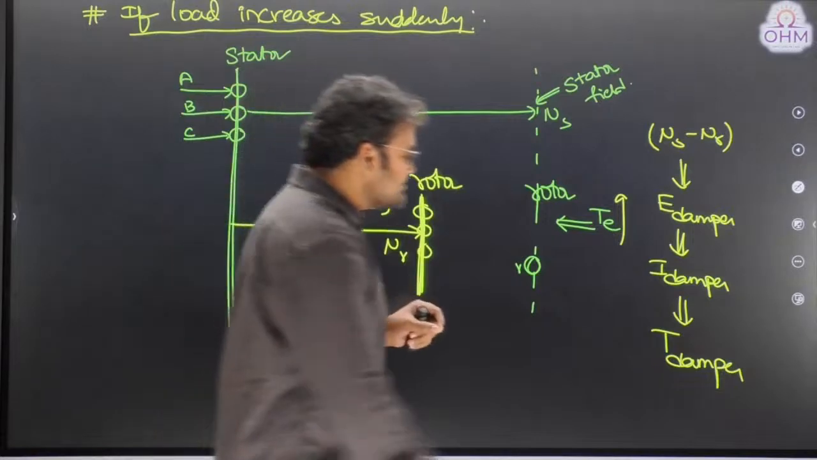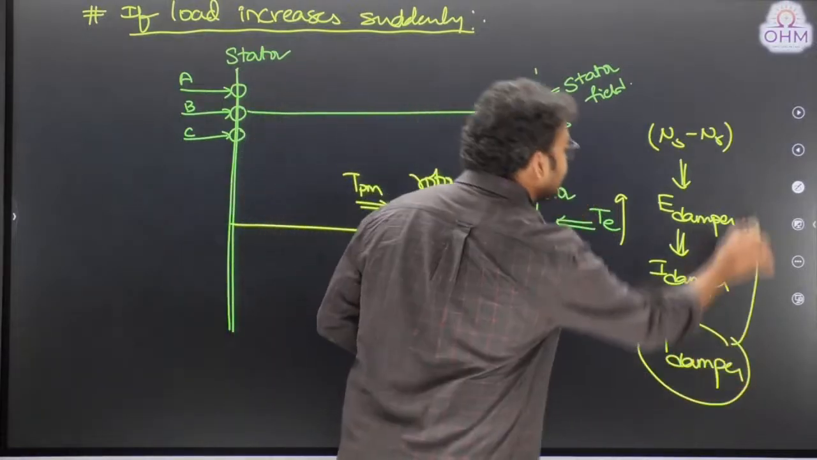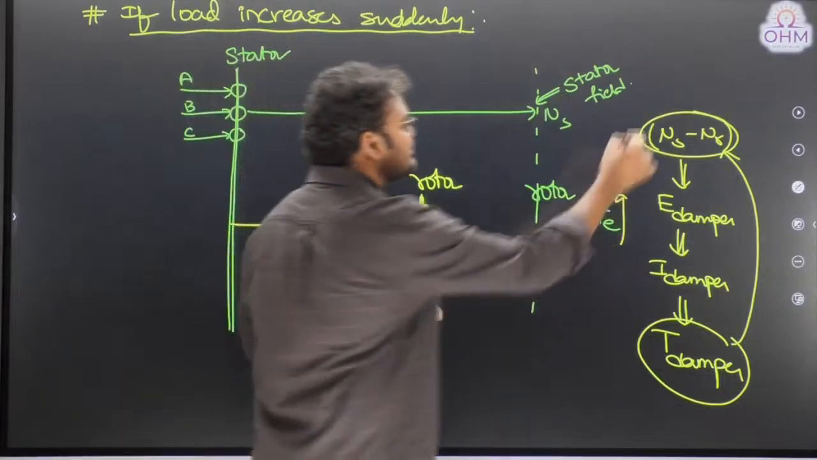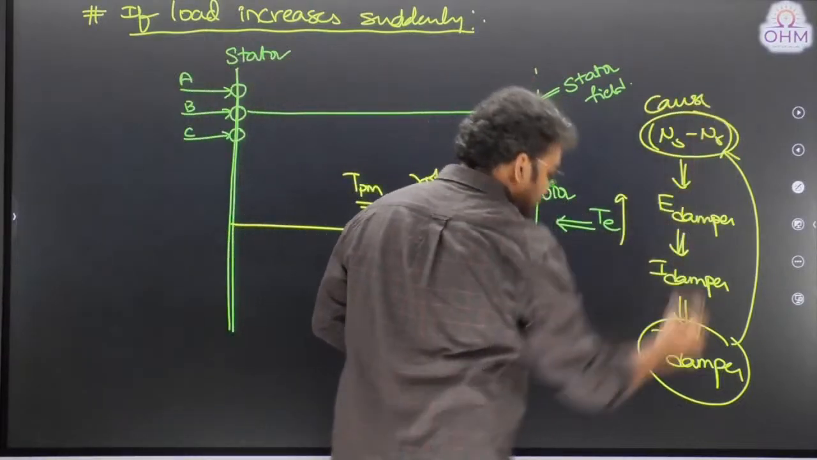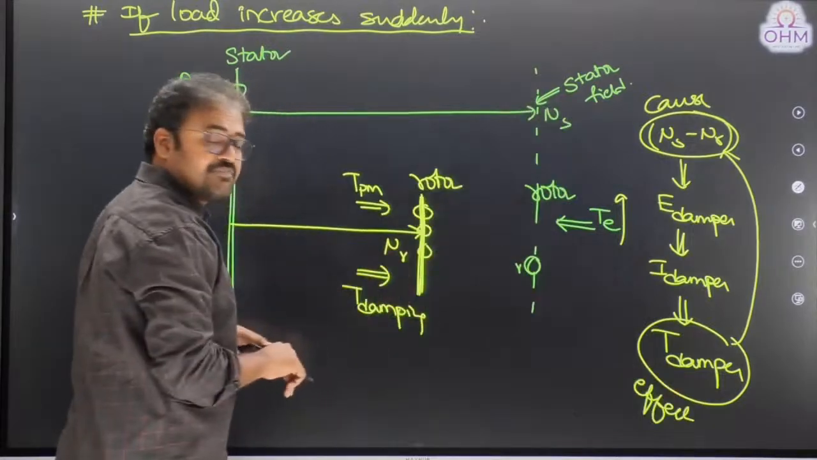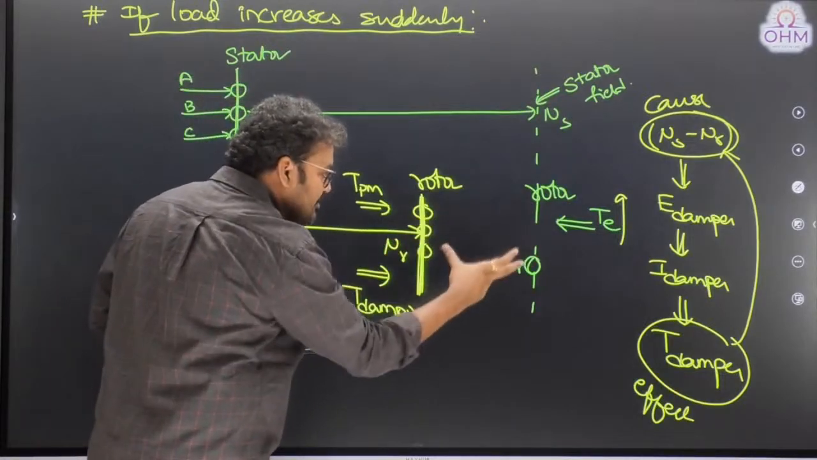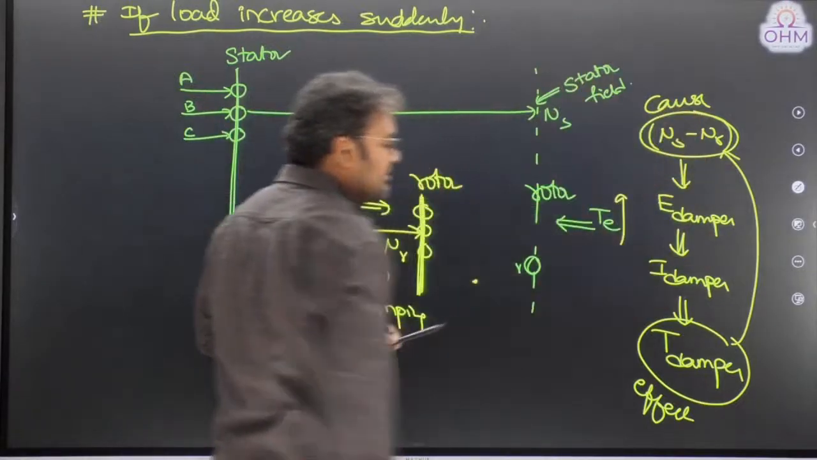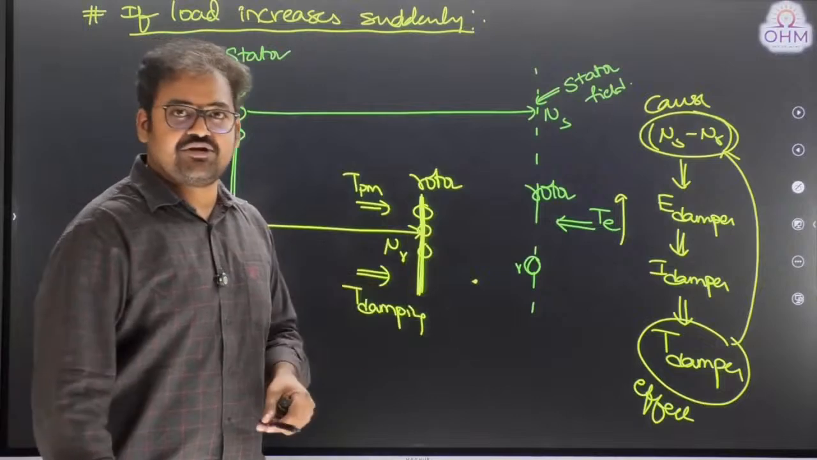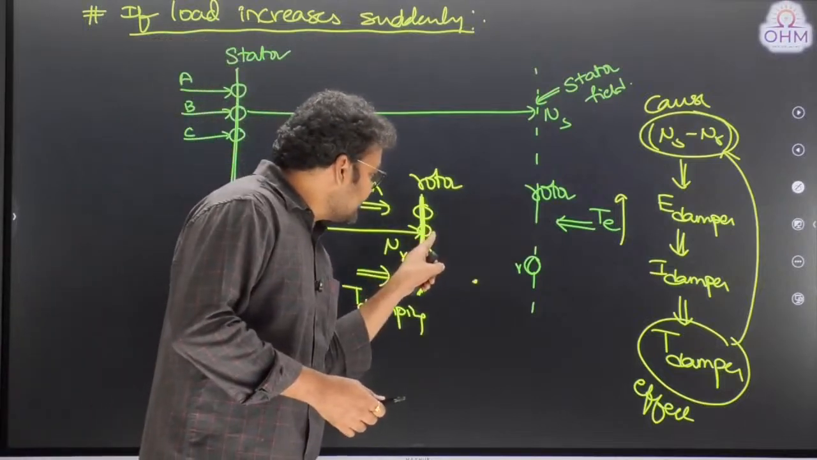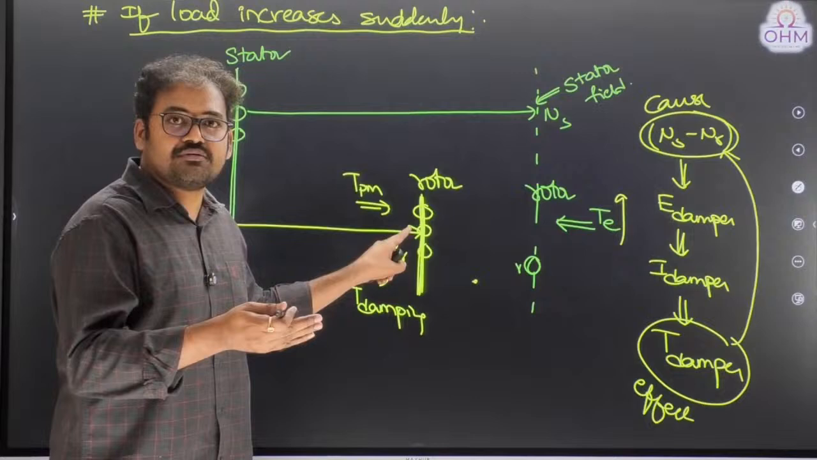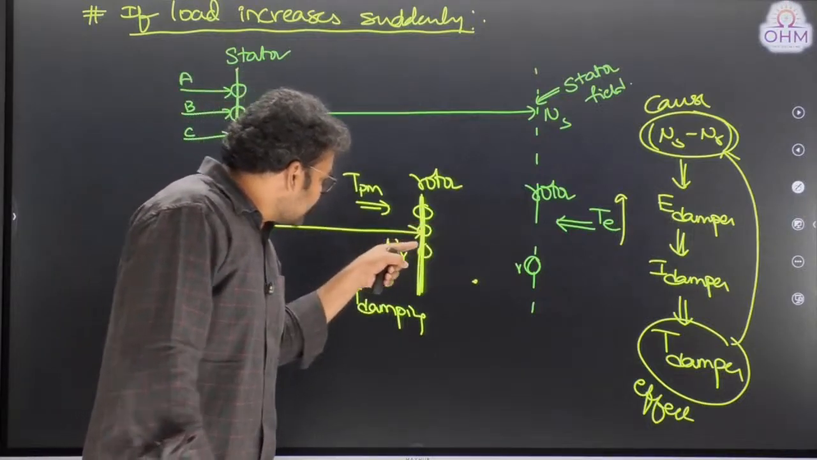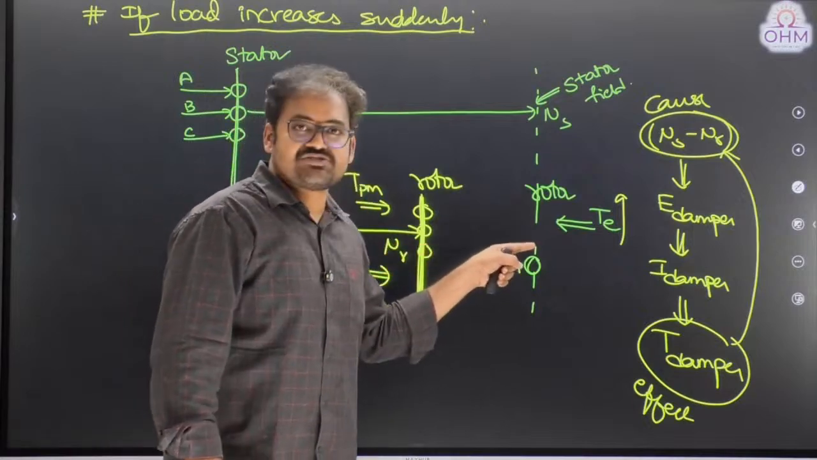Now, according to Lenz's law, this damping torque will try to reduce this relative speed, because this is the cause and this is the effect. So if the rotor reaches back to synchronous speed, only then can I say the relative speed reduces and damping, or Lenz's law, is satisfied. So this relative speed will create a new torque by the damper winding, and that damper winding will push the rotor so that the rotor will slowly reach the synchronous speed.